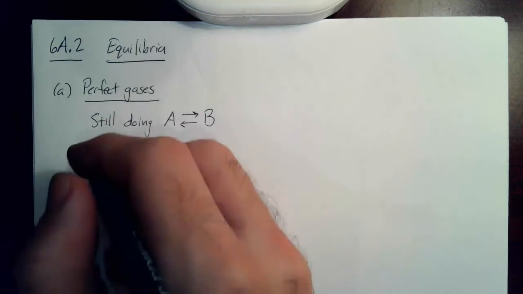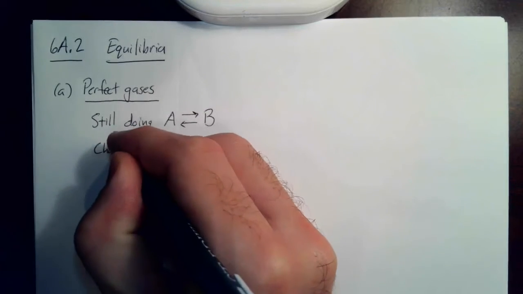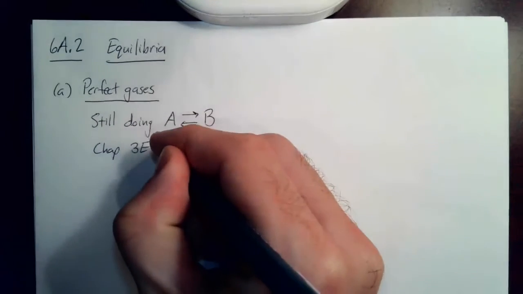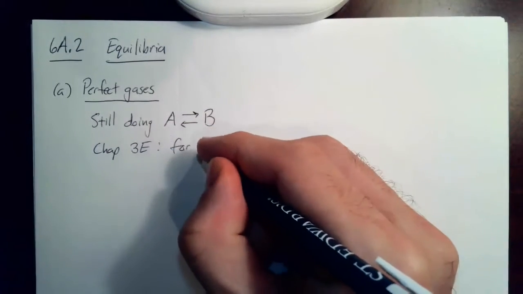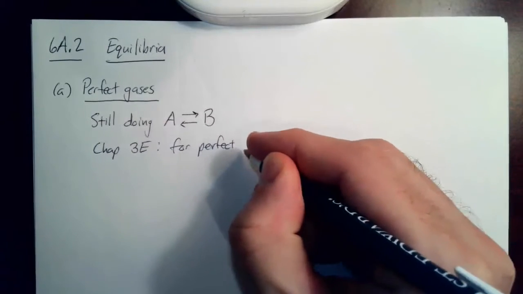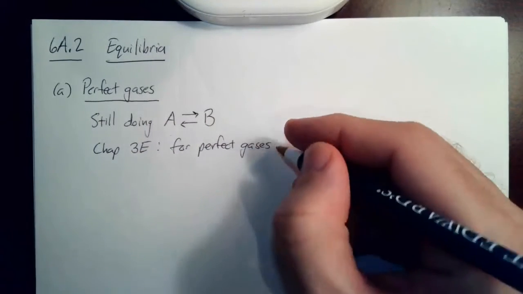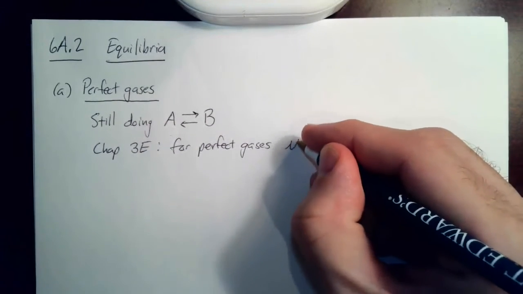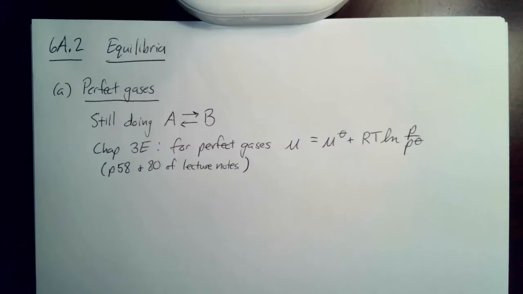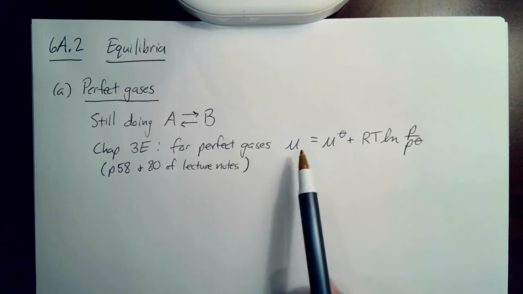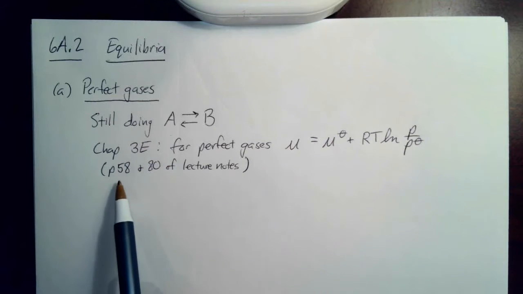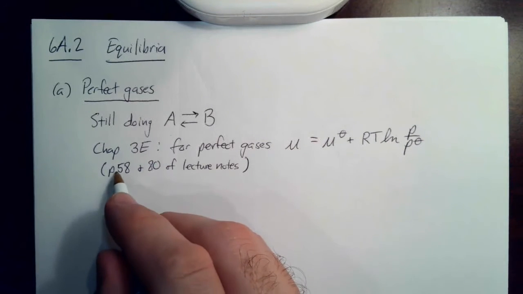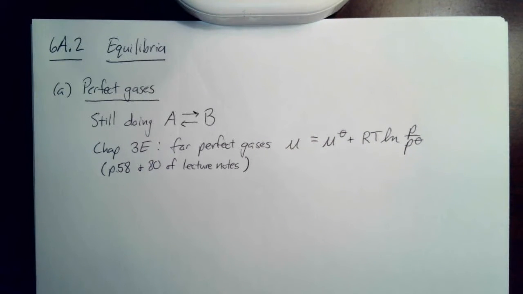So way back in chapter 3, section E, for perfect gases, we had this formula for the chemical potential. And you can find the derivation and discussion of this equation on page 58 of my lecture notes. It's mentioned again on page 80 as well.